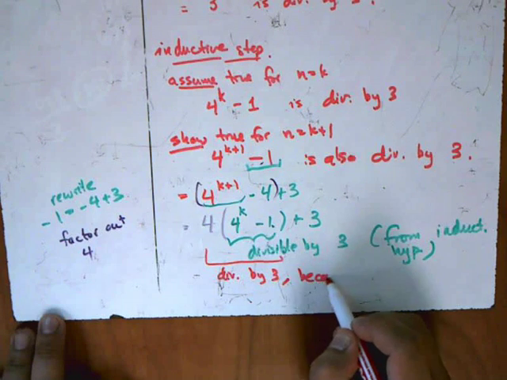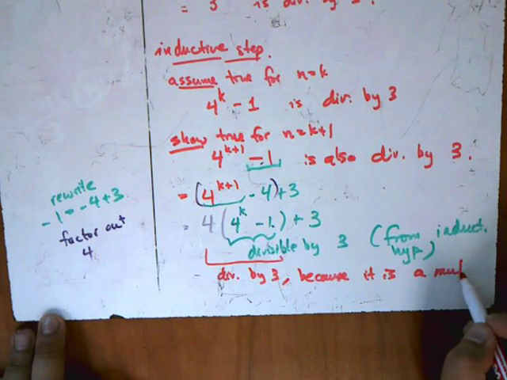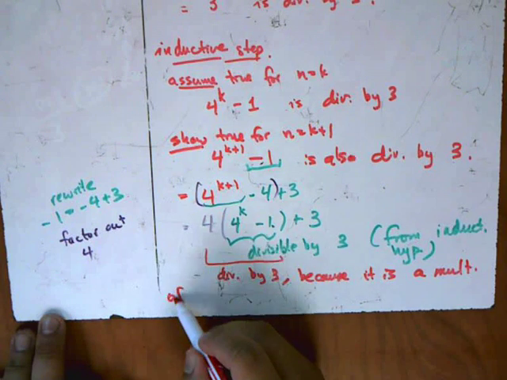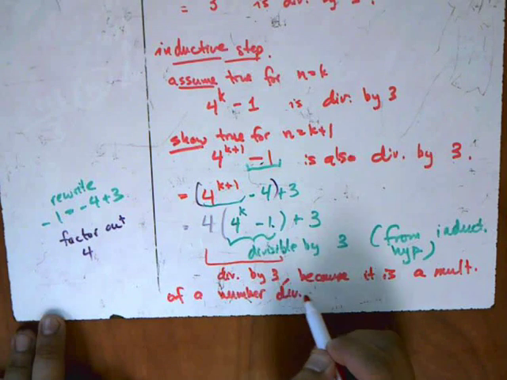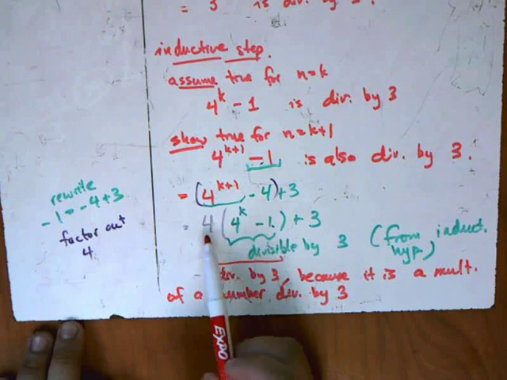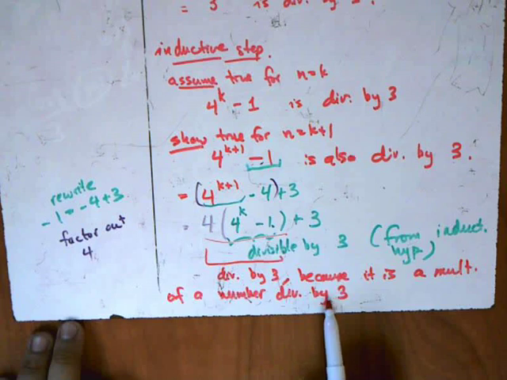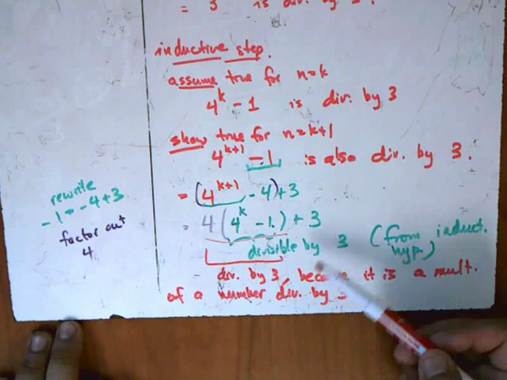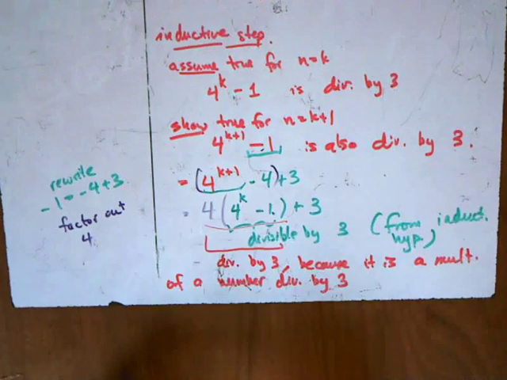because it is a multiple of a number divisible by 3. So now we have 4 times this whole expression. This is divisible by 3 for this reason. And then we add 3 onto it. When you add 3 on, you're just going to end up with another multiple of 3.